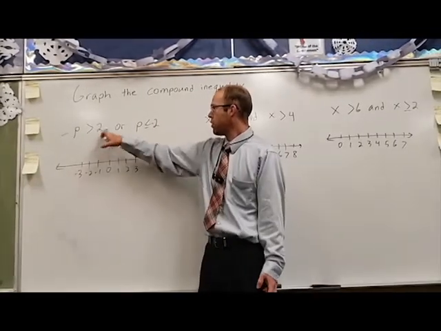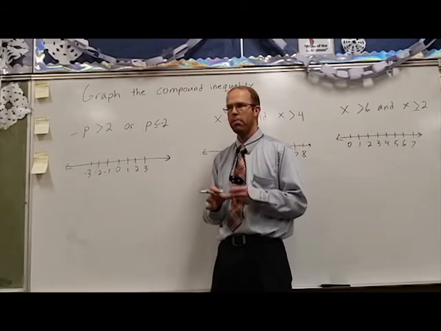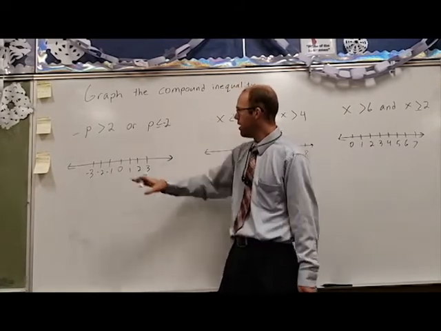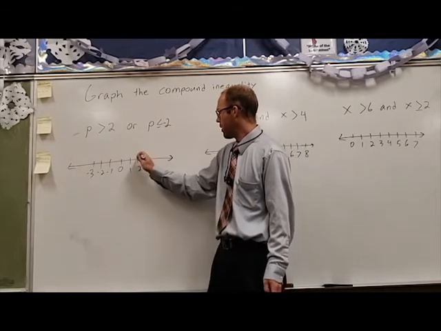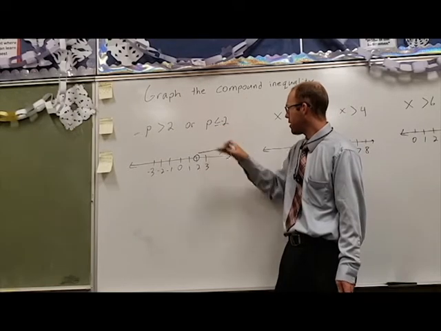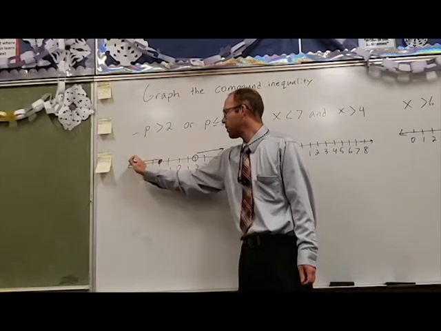Okay, I'm going to draw both of them and then decide what to keep. That's a typical way that I see, to make sure that I get everything that I need. So p is greater than 2. That would be an open circle at 2 and going to the right. P is less than or equal to -2. That would be a closed circle at -2. And we're going to the left.